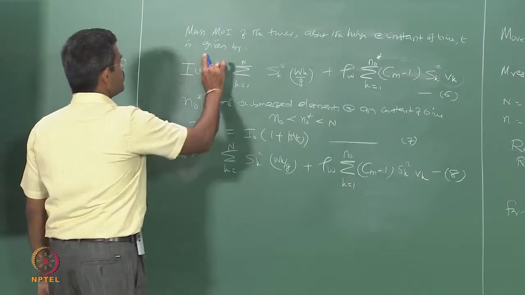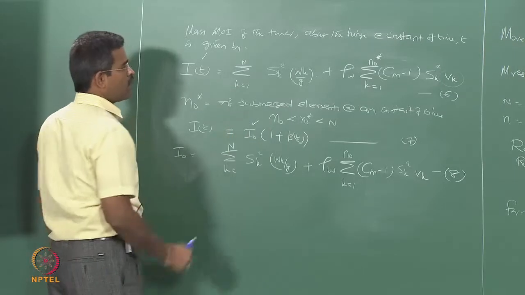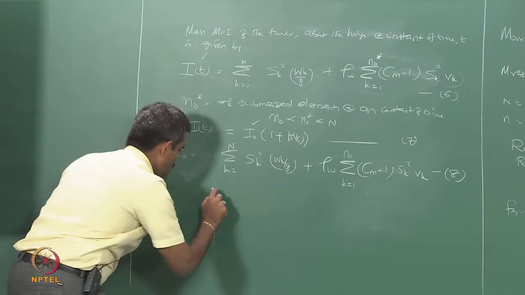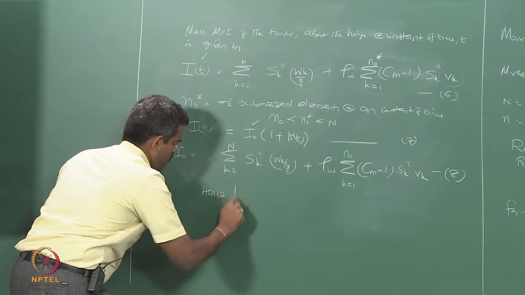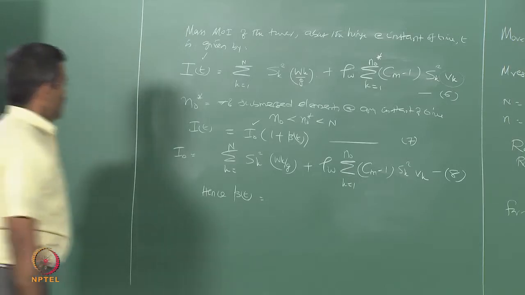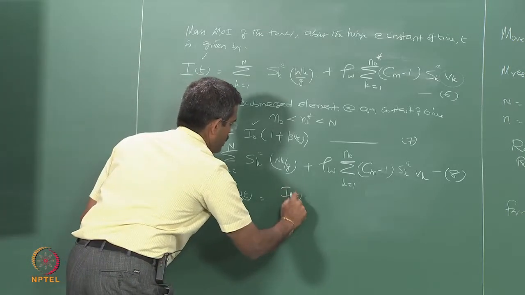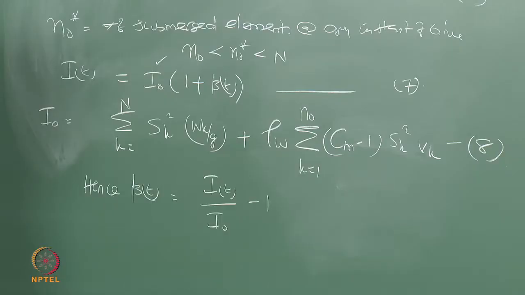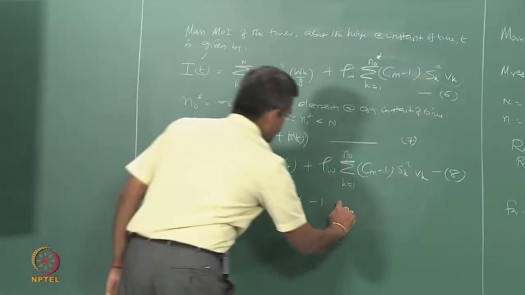I know IT, I know I naught, equating 6 and 7 I can easily find beta t. So beta t, hence, is I total or IT divided by I naught minus 1. I will call this equation number 9.